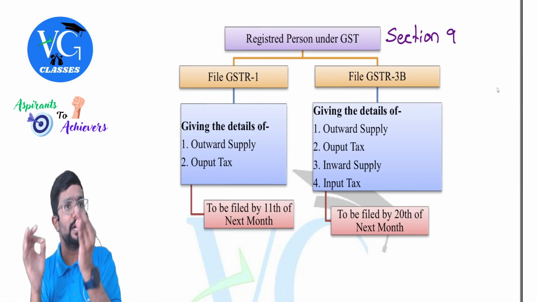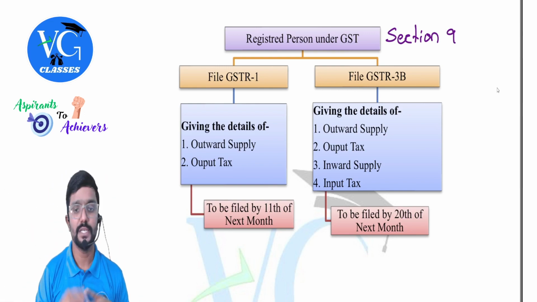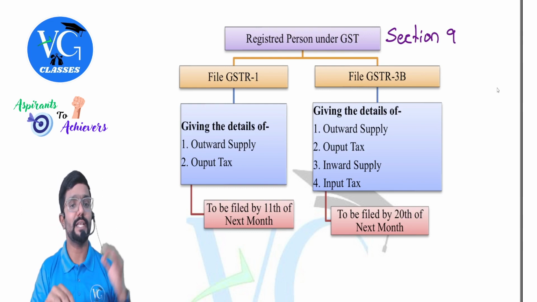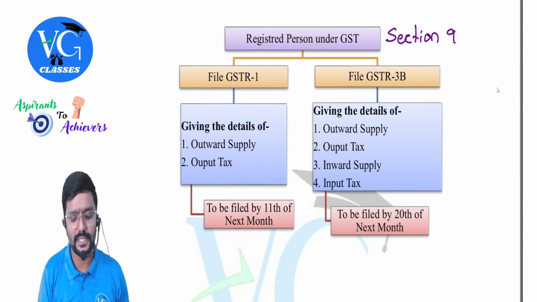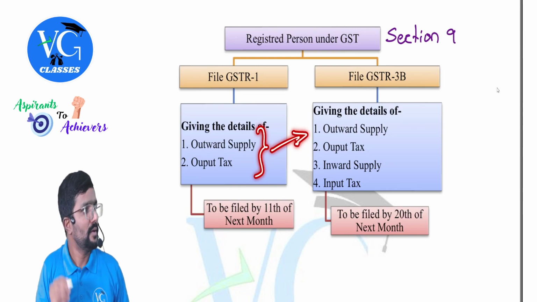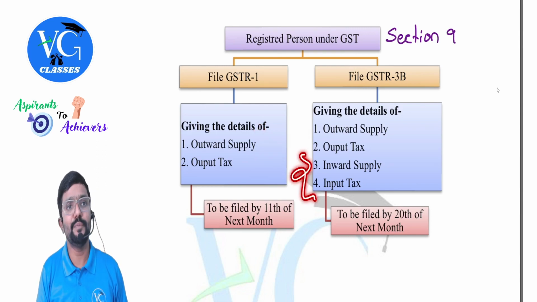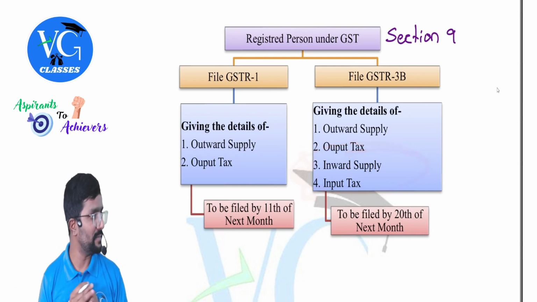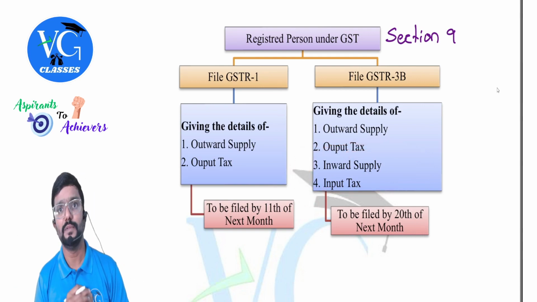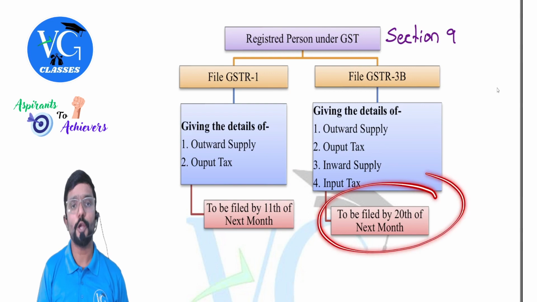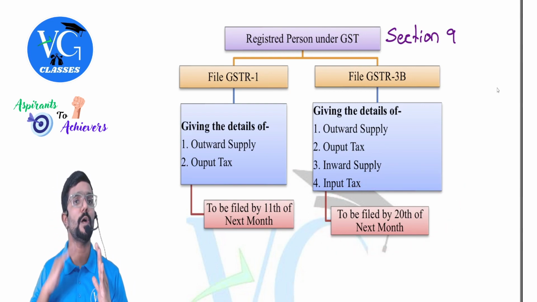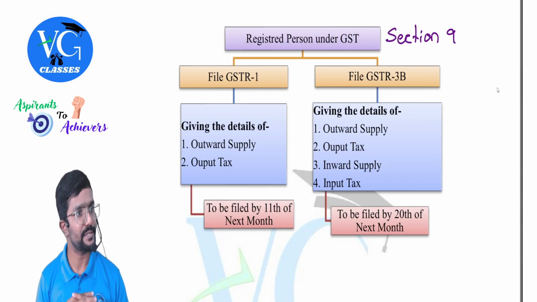Combine both of these and file one return. What is it? GSTR 3B. Giving the details of what, guys? Outward supply, output tax. That is copy paste of this, plus inward supply and input tax. Where will this appear? In GSTR 2B. Take it from there. And this has to be filed on or before 20th of next month. That means for December, on or before 20th January, guys.